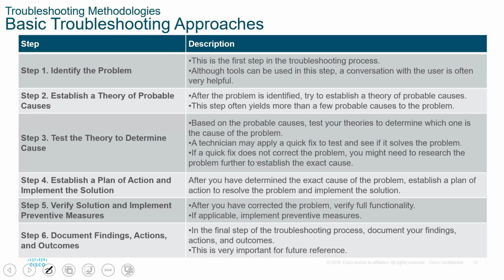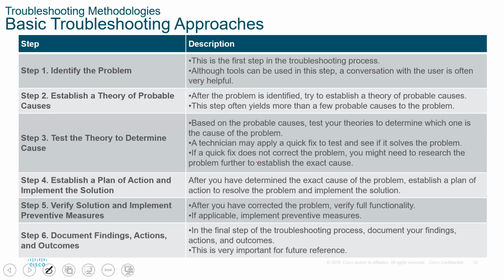That theory is to say, okay, I think the problem may be that your interface is down or your network cable is bad or whatever it is. Now, if you are able to bring out this theory, then you go to step 3, which is to test the theory and determine the cause. Based on the information you have gathered, you run a small test to verify that theory. If you verify that, then you establish a plan of action and implement a solution.